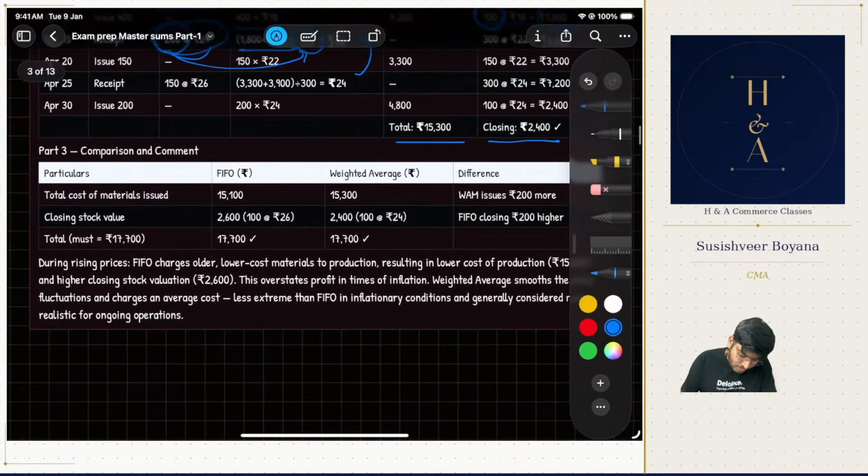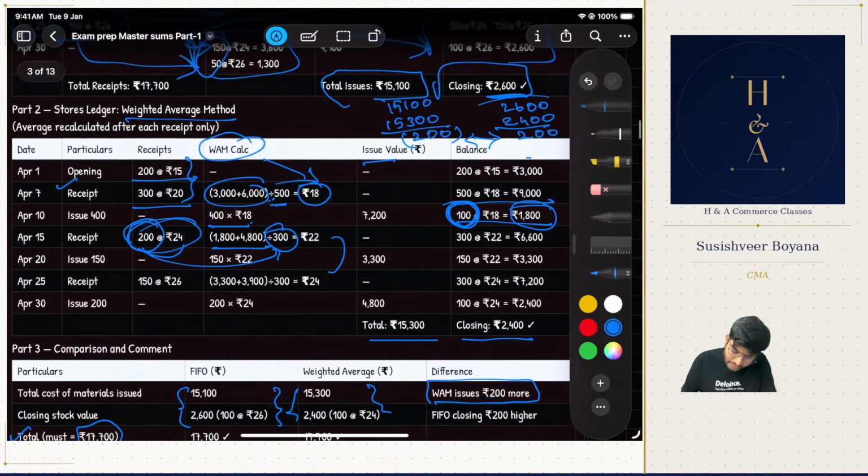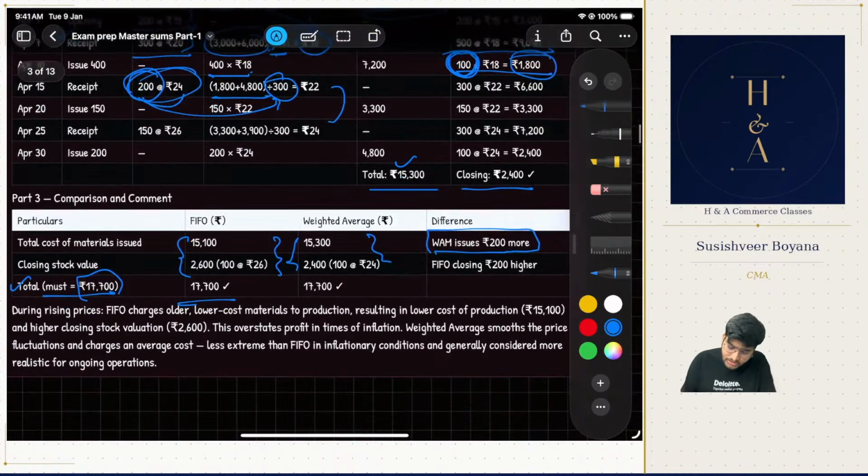But in the end, total of the stock must be 17,700, right? If you compare both, weighted average has issued more, 200 rupees more. Why? 15,300 has been issued to the production department, but closing stock has reduced by 200. Similarly, under FIFO, issue is less, but the closing stock valuation is higher by 200. Got it?